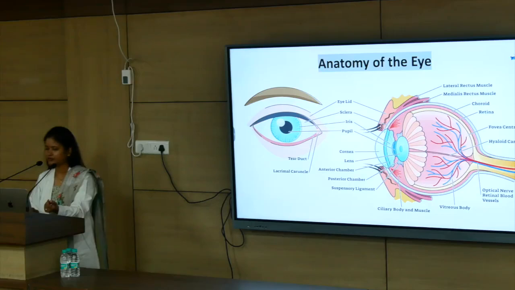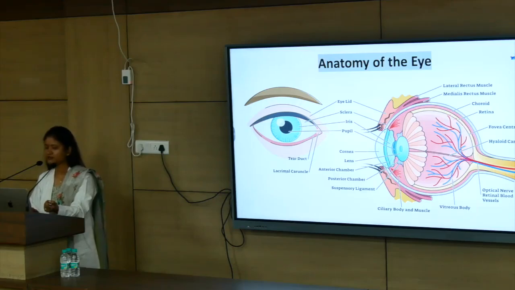It comprises the iris, which is the colored part of the eye, and it regulates the amount of light entering the eye through the pupil. The ciliary body consists of ciliary muscles and ciliary epithelium, and the posterior part is the choroid, which consists of a bundle of blood vessels. The innermost part is the neural part, which comprises the retina and optic nerve.